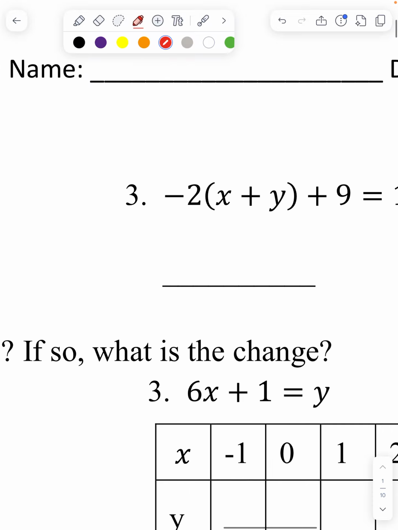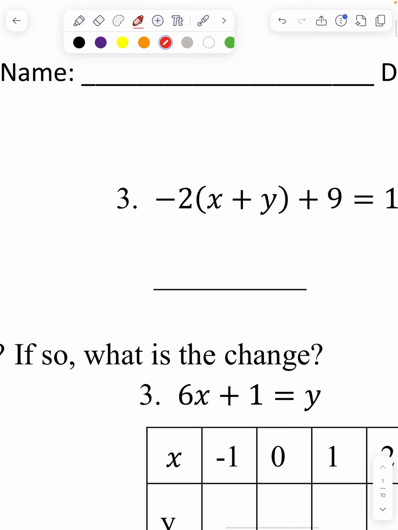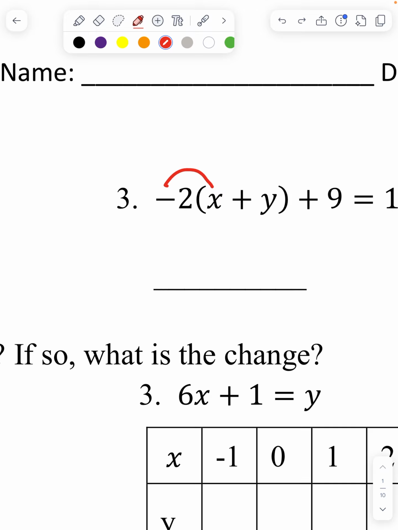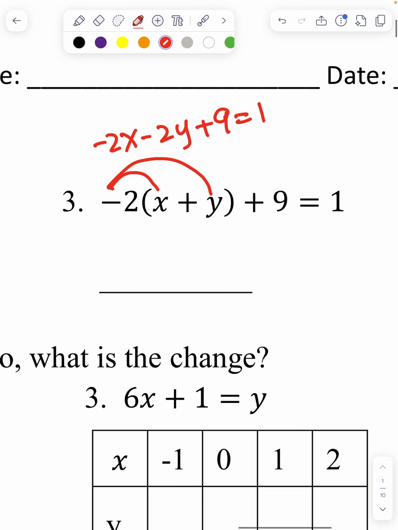Number three, we have a parenthesis. Let's get rid of the parenthesis. Let's do the distributive property, right? -2, whenever we have a number in front of the parenthesis, that means the number multiplies this whole chunk. This is multiplication. So -2 times x is -2x. The -2 times positive y is -2y. And then plus 9 equal to 1.